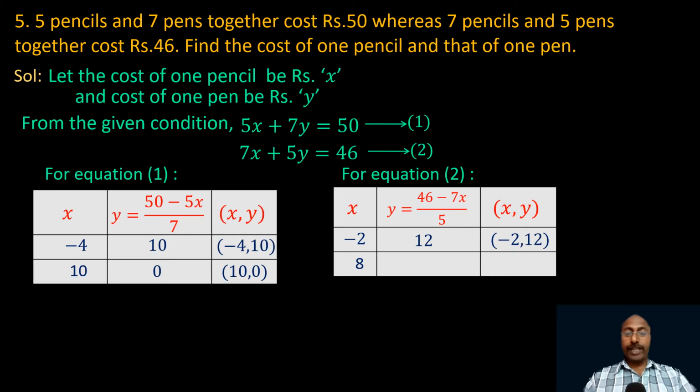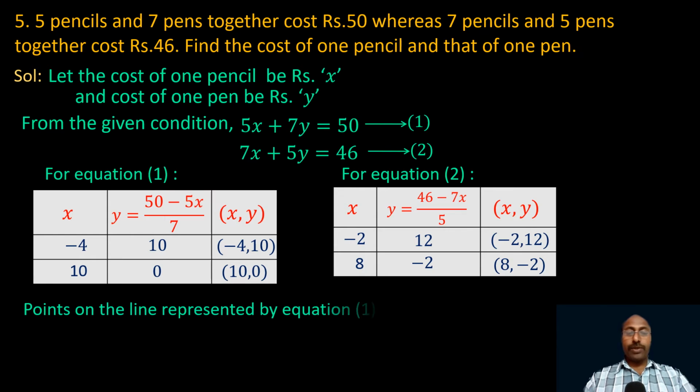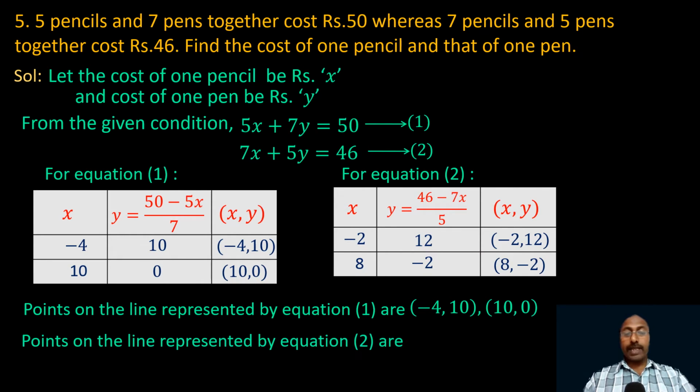And similarly, if we take x equal to 8, then we have 46 minus 7 into 8, that is 46 minus 56, that is minus 10. Minus 10 by 5 is minus 2. So the point is 8 comma minus 2. So the points on the line represented by equation 1 are minus 4 comma 10 and 10 comma 0. And similarly, the points on the line represented by equation 2 are minus 2 comma 12 and 8 comma minus 2. So let's draw the lines for these two equations on graph paper.